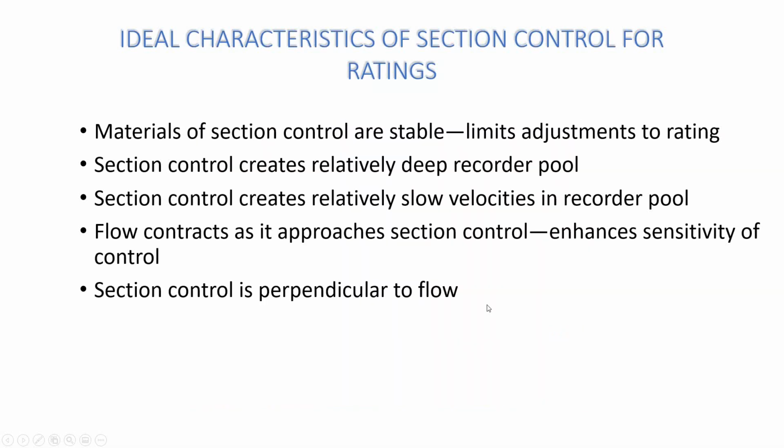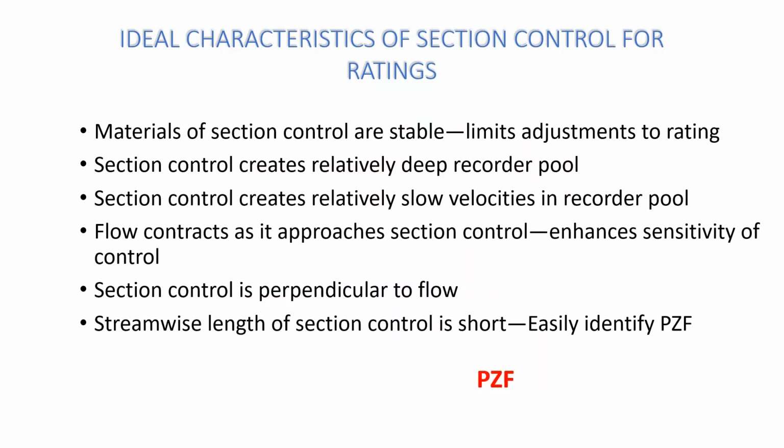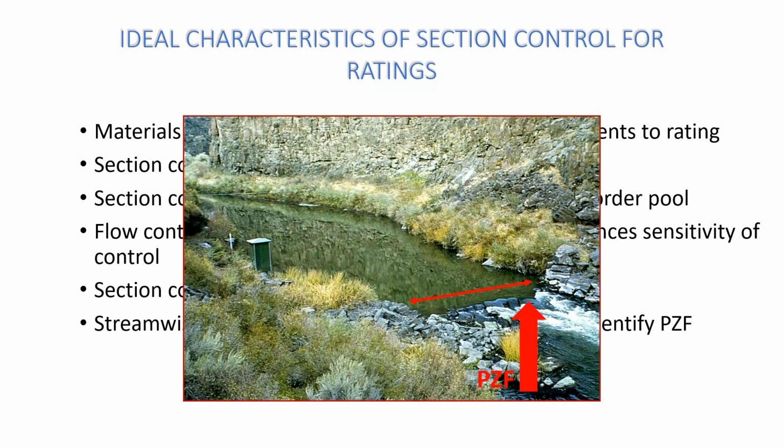And section controls are perpendicular to the flow. So ideally, we want them directly across the river like this. And the streamwise length of the section control is short and easily identified. The point of zero flow, so this being short too helps as part of the contracting of the flow. And then we can easily identify the deepest part and the point of zero flow. This is where the water will stop flowing down here and it'll just be a pond, a still pond. So this is important for our rating construction, as you'll see.